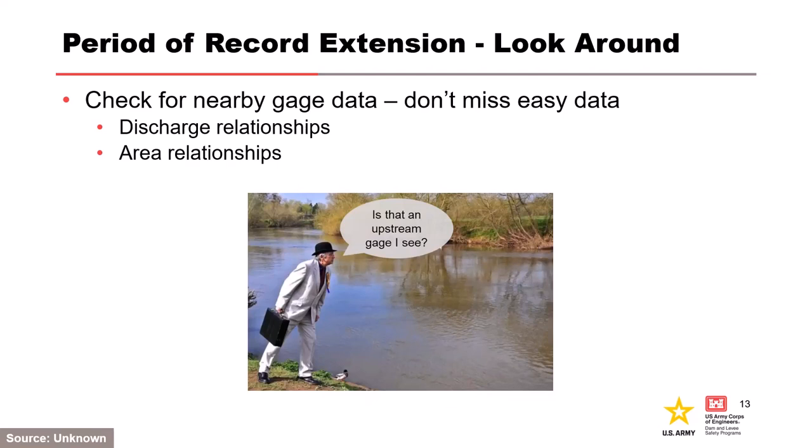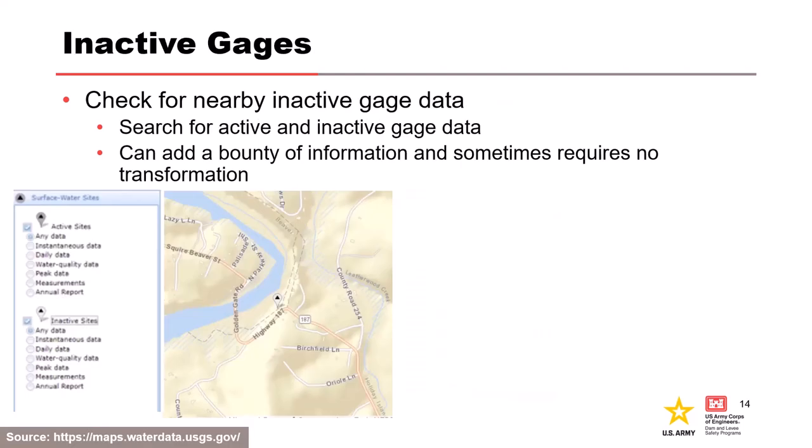So the first step is just to look around. If you can, get the data at your site, and that's a great starting point. But then you need to start your detective work and see if you can find additional gauge data or come up with some additional systematic data that you can use for your analysis. Always check for inactive gauges.